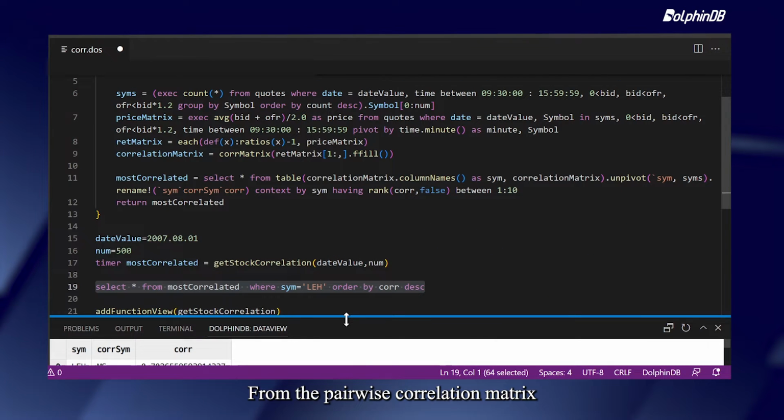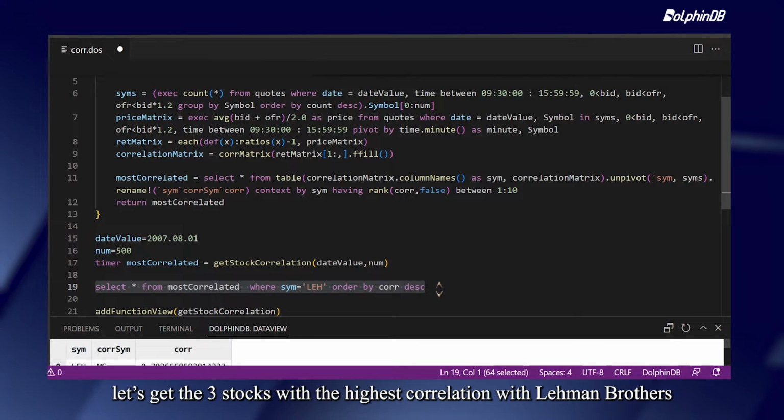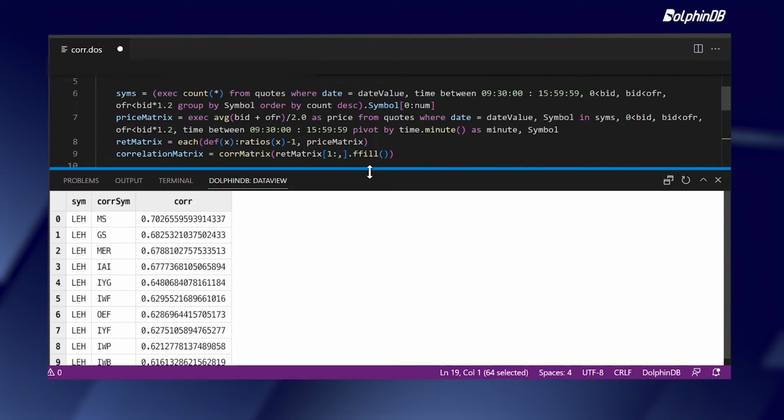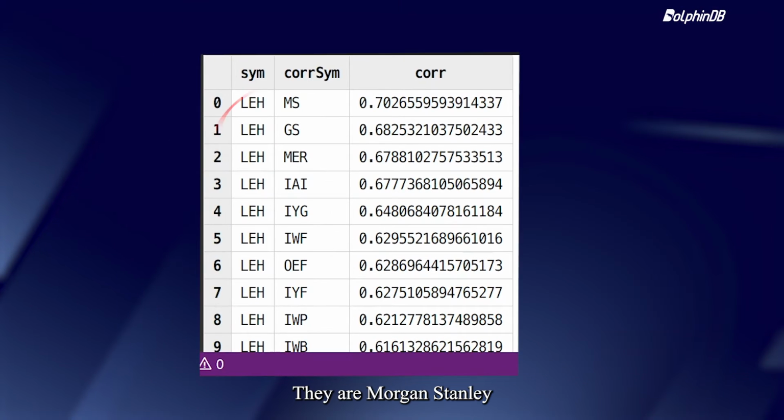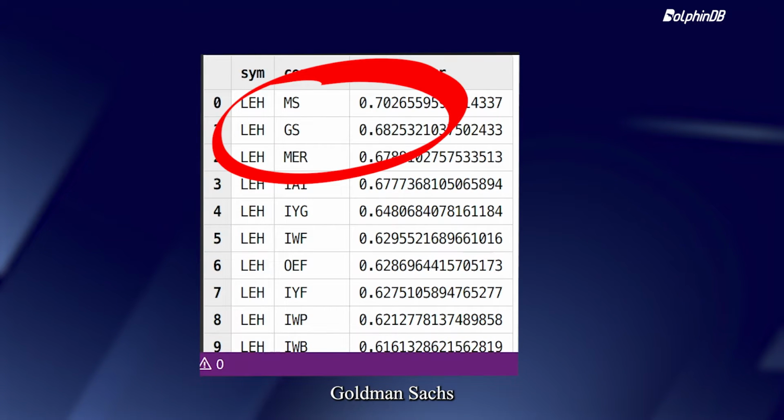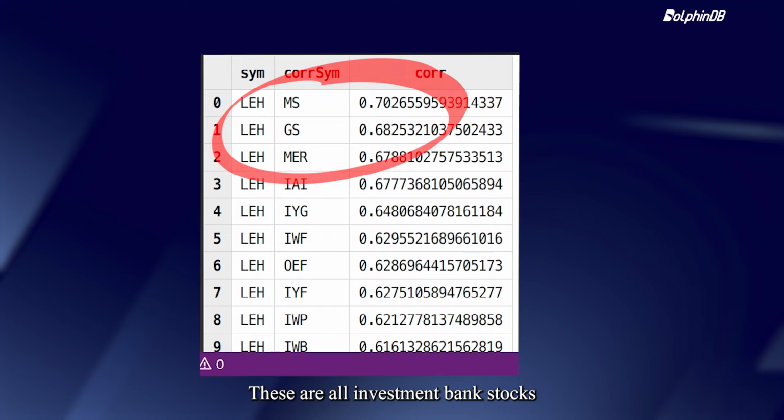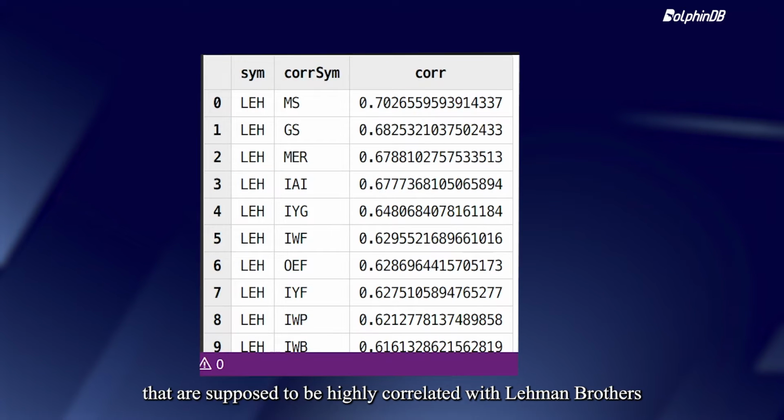From the pairwise correlation matrix, let's get the 3 stocks with the highest correlation with Lehman Brothers. They are Morgan Stanley, Goldman Sachs, and Merrill Lynch. These are all investment bank stocks that are supposed to be highly correlated with Lehman Brothers.